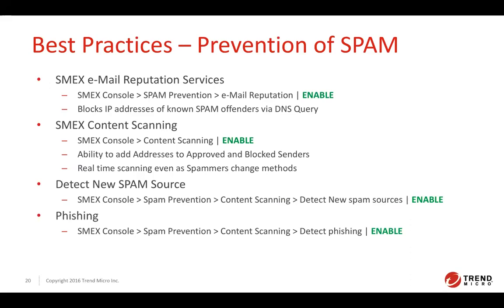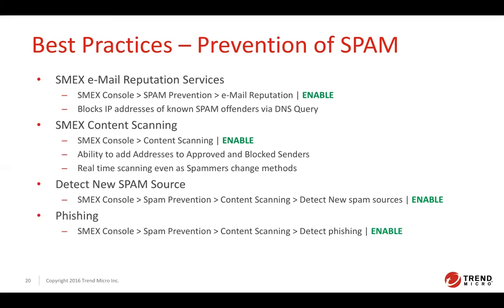The last one is phishing. Of course, being the number one threat vector for emails, the number one entry point, I should say. Just go into the spam prevention area, content scanning. Again, you'll see a checkbox for detect phishing to enable it. And that's also the last of our four there, highly recommended best practices for preventing spam.